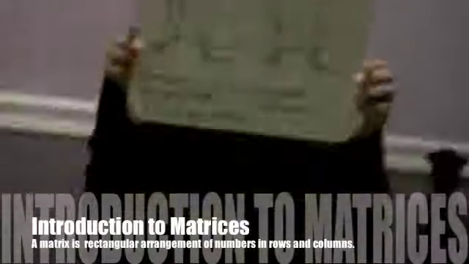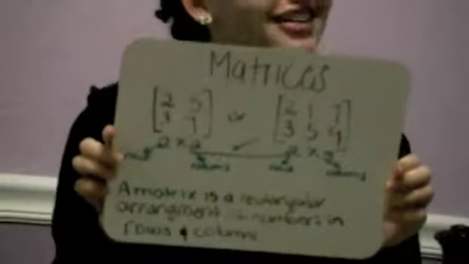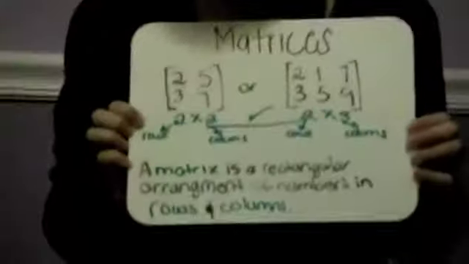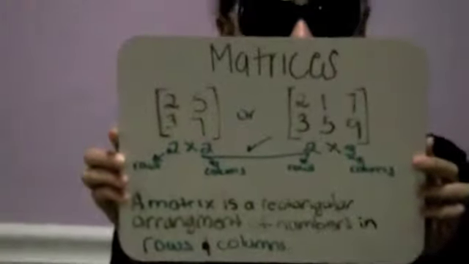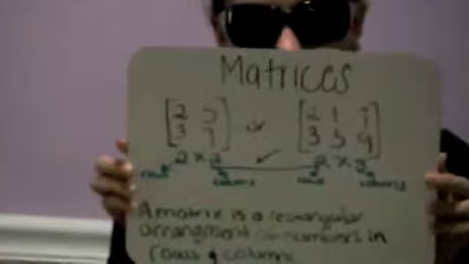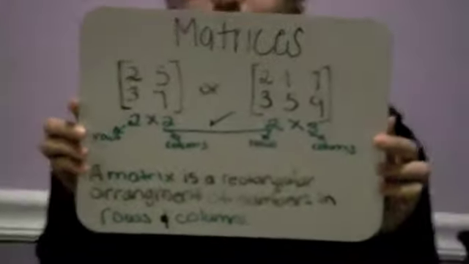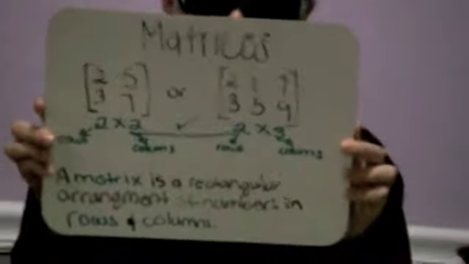Alright, a matrix is a rectangular arrangement of numbers in rows and columns. To determine the matrices, you look at their rows and their columns. For example, this one right here is a 2 by 2, and this one is a 2 by 3. 2, 3, 5, and 7 are the rows. 2, 5, 3, and 7 are the columns. In the other example, 2, 3, 1, 5, 7, and 9 are the rows. 2, 1, 7, 3, 5, and 9 are the columns.